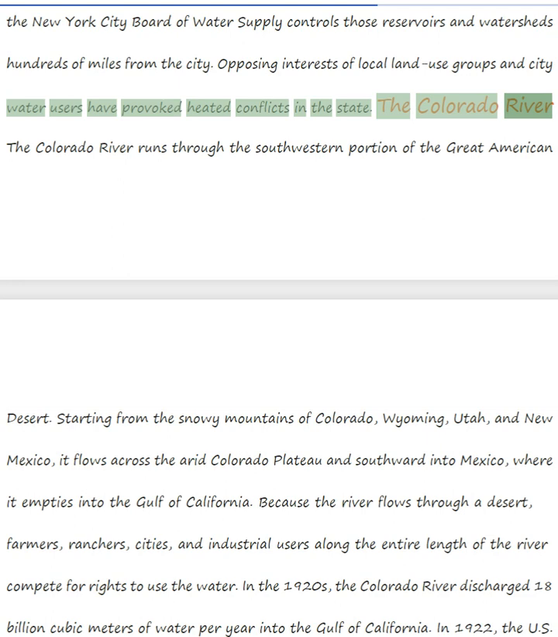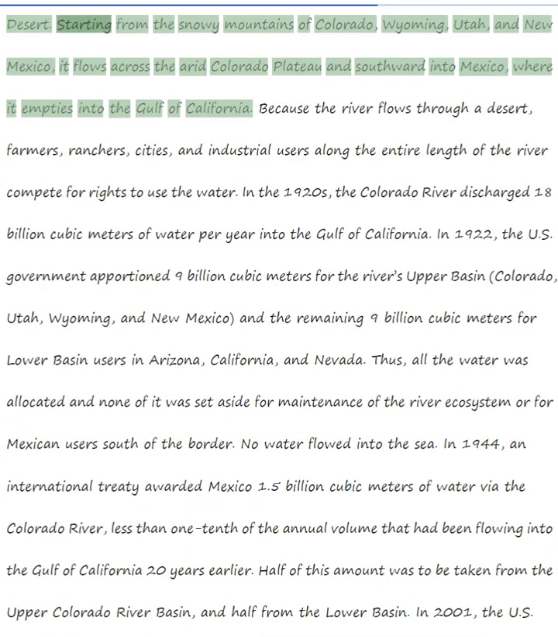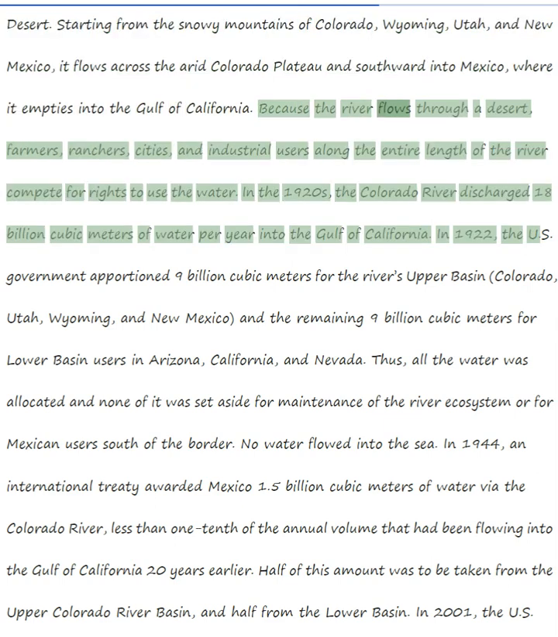The Colorado River. The Colorado River runs through the southwestern portion of the Great American Desert. Starting from the snowy mountains of Colorado, Wyoming, Utah, and New Mexico, it flows across the arid Colorado Plateau and southward into Mexico, where it empties into the Gulf of California. Because the river flows through a desert, farmers, ranchers, cities, and industrial users along the entire length of the river compete for rights to use the water. In the 1920s, the Colorado River discharged 18 billion cubic meters of water per year into the Gulf of California.